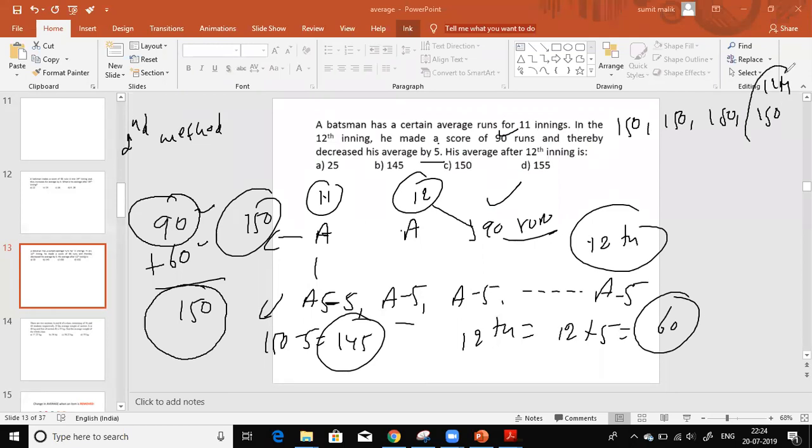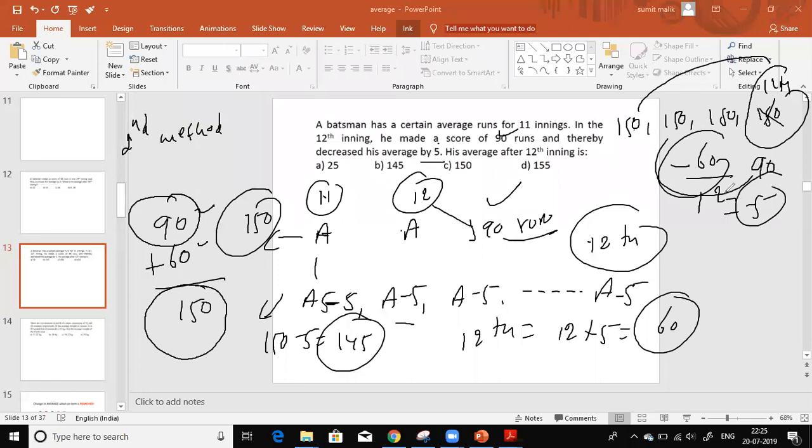But in his 12th inning, he is not scoring 150. He is scoring 90 runs. How much less than the average? Minus 60. And this minus 60 is suffered by the whole group, and the whole group is equal to 12. So minus 5. So the average is decreased by 5.